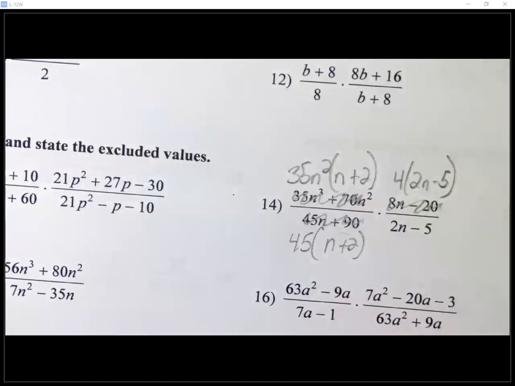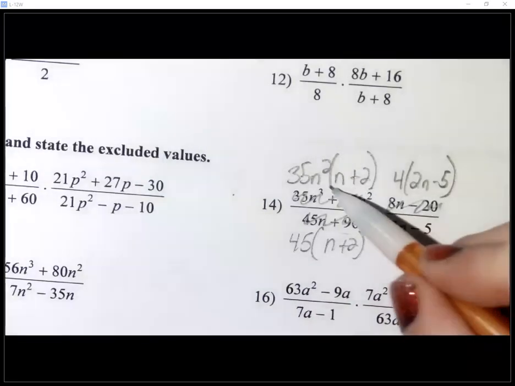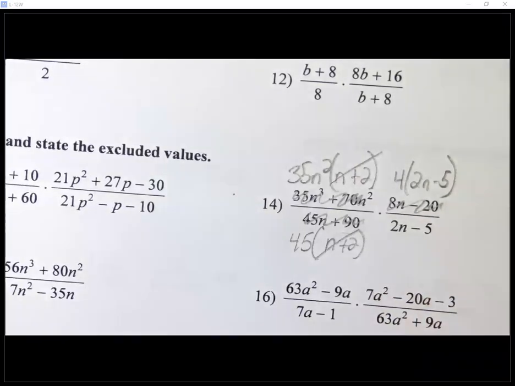This is another one of those, I'm telling you, kids are gonna get things wrong because they cancel before they factor. For the love of math, you have to factor first. Now I'm done with the factoring. Now I can cancel whatever I want. Right away, I see an n plus 2 over an n plus 2, that's gone. I can do the 2n minus 5 with the 2n minus 5, that's gone.